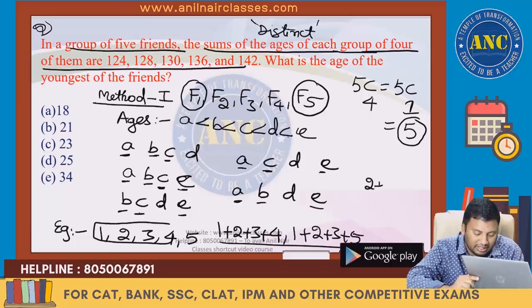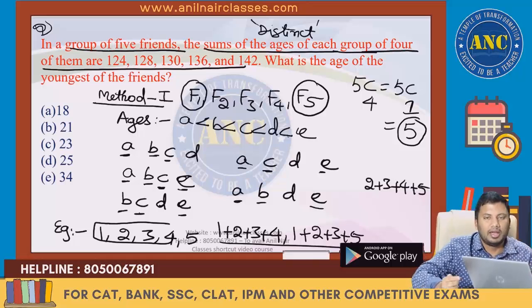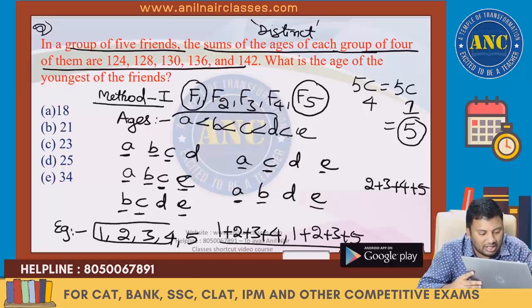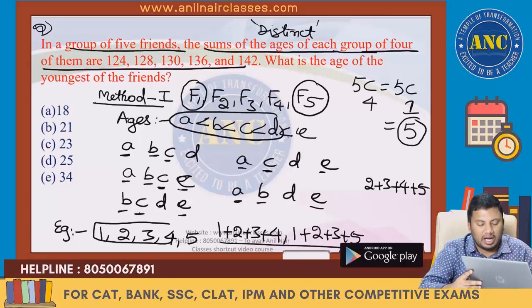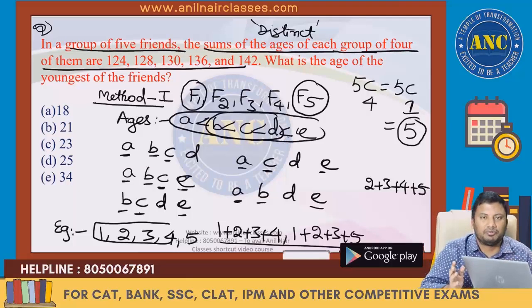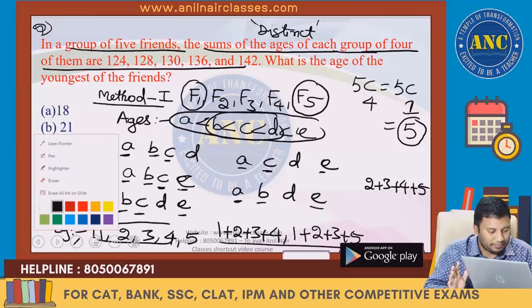What will be the highest? The highest is 2 plus 3 plus 4 plus 5. The lowest comes if you add the lowest 4 ages. The highest comes if you add the highest 4 ages. Are you all with me? I hope with this we will solve this question.